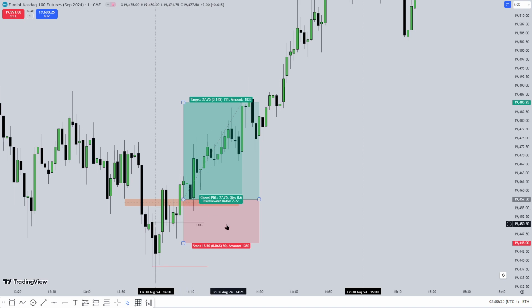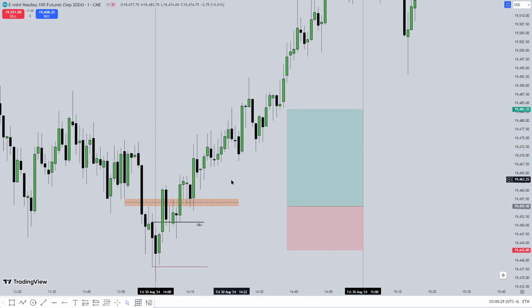Even if you missed this entry, just let me remove this thing here. Even if you missed that, you missed the 3 minute chart, you have this thing on the 1 minute chart. When market closes above it, the next candle makes a fair value gap.